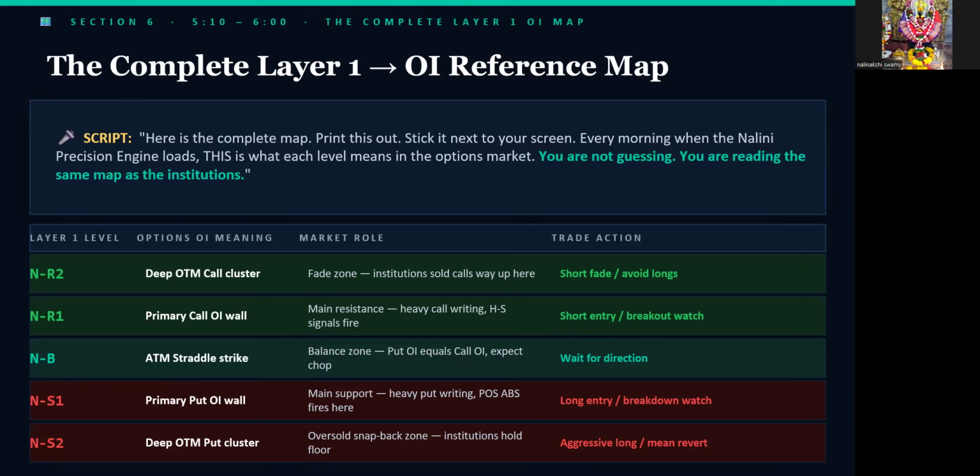Somebody asked me in the group, why did you tell that level? Because that is the reason I told this level. That is for him, I am mentioning it. So that is the base: you can go to the option interest data and you will get this straddle data. See, that is the balance area, where put open interest and call open interest balance.